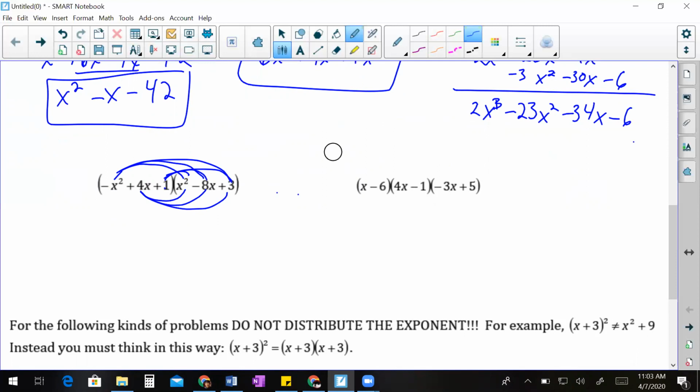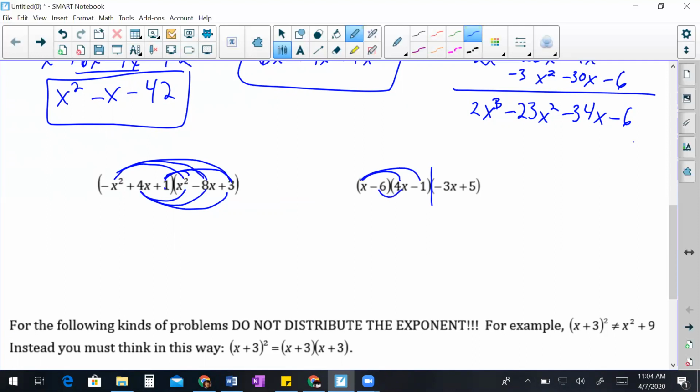I've got 3 polynomials times each other. How in the world, Mrs. McMullen, do we multiply 3 polynomials times each other? Don't panic. You just take it 2 at a time. So let's start with our first 2. Right now, we're just going to ignore the third one and pretend it's not there. So, 2 binomials. Well, we know how to do that.